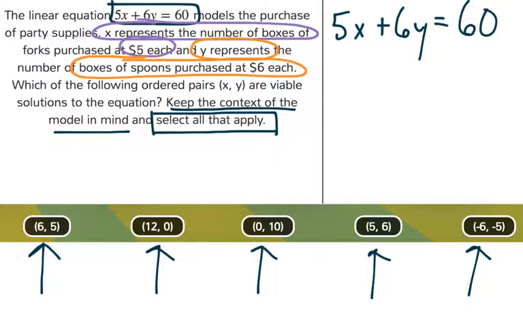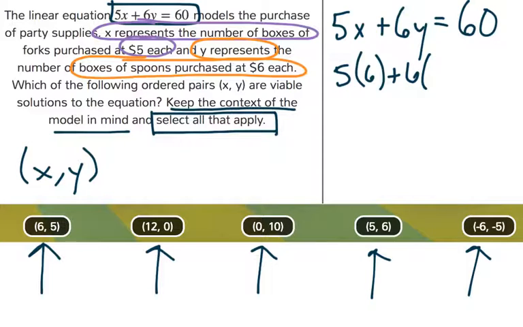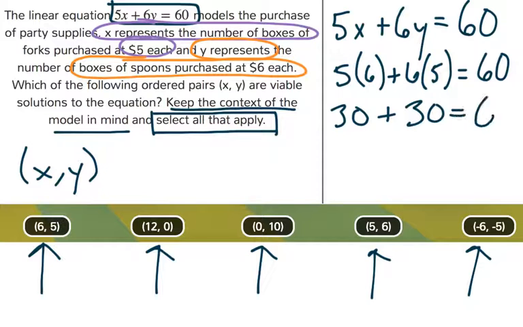Okay, let's plug in some of these ordered pairs and see if they work. So in the first one, remember your ordered pair is always x comma y. So 6 would be the x, so 5 times 6 plus, and then the y is 5, and 6 is multiplying by that 5 equals 60. Let's see if that works. 5 times 6, well I know that's 30. And then 6 times 5, same thing backwards, also 30. Is 30 plus 30 60? Yes. I'm going to put a check there, and that is one of the valid answers. We got to keep going and check the other ones though.